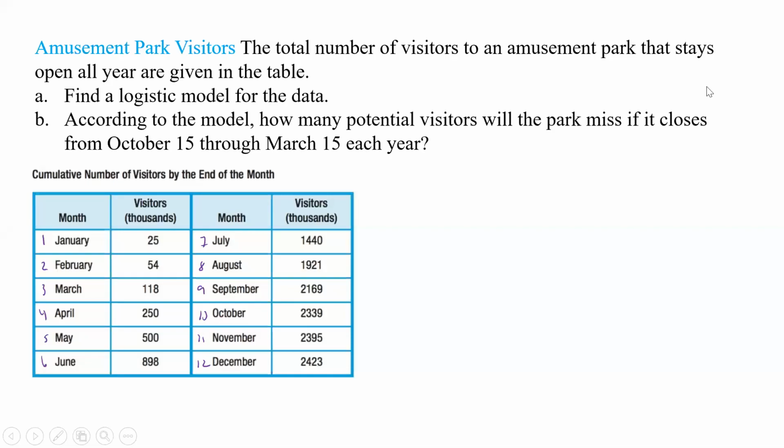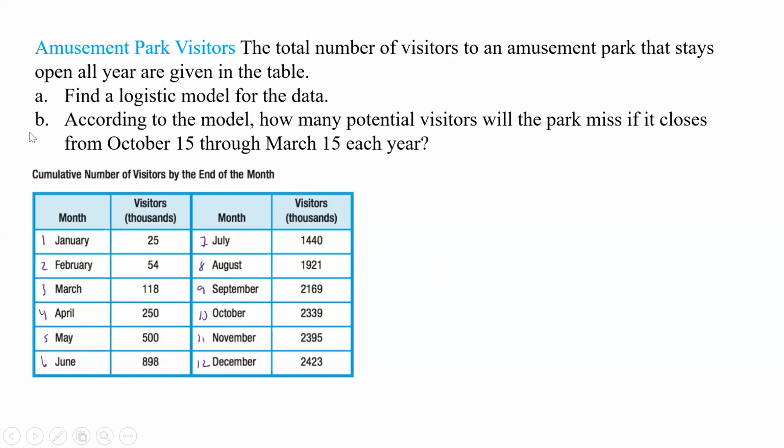All right, so this one we're talking about amusement park visitors. The total number of visitors to an amusement park that stays open all year is given in this table here. We're supposed to find a logistic model for the data. And then according to the model, how many potential visitors will the park miss if it closes from October 15th through March 15th of each year?